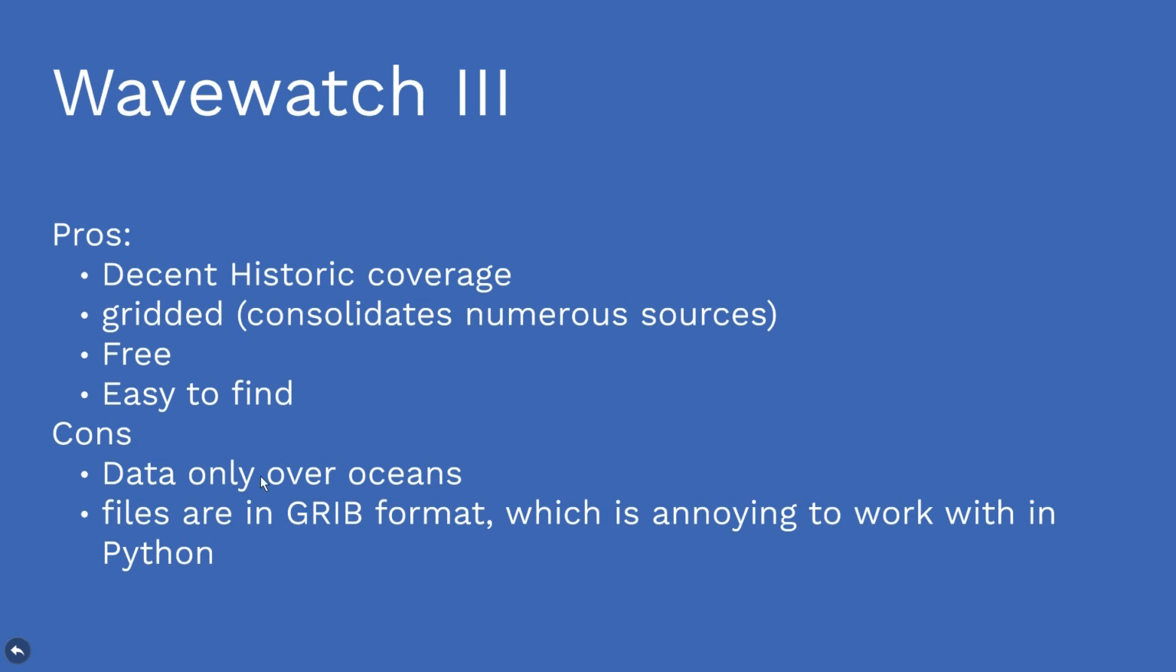So, if we went with the NOAA route, we would really need to use both GDAS or Reanalysis 1 and Reanalysis 2 along with Wavewatch 3. Whereas with the European set, I believe we'll be able to get all that same data just from the ERA5 data set.